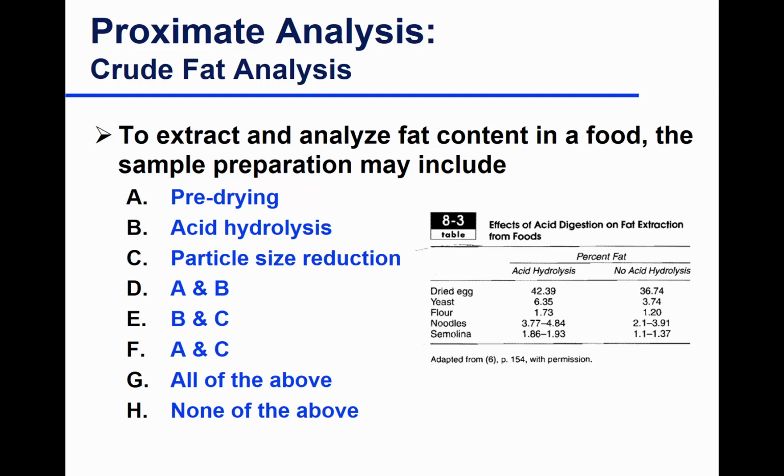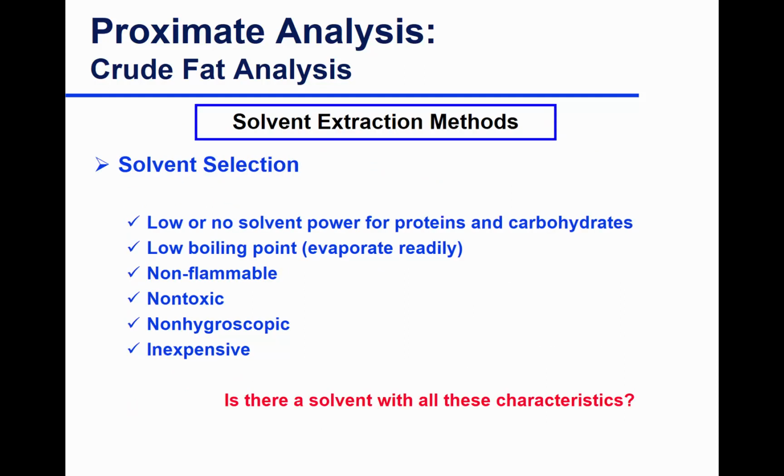Of course, with everything, particle size reduction, you need to have at least 40 mesh number. So a smaller particle size than you would for ash analysis, for example. So particle size reduction is a must. Okay. So solvent selection. Definitely you want a solvent that will not solubilize protein and carbohydrate. You want a solvent that will only solubilize fat, and that would be mostly organic solvents.